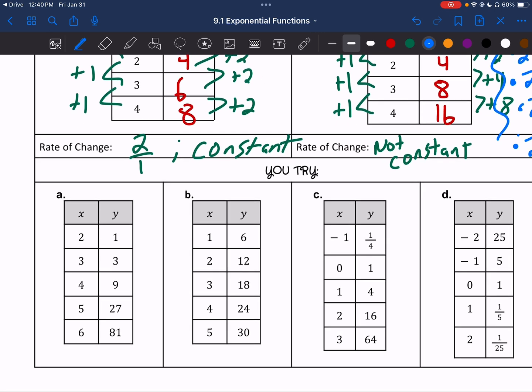All right, letters A, B, C, and D are you-try problems. I would like you to do those now and check your work against mine.